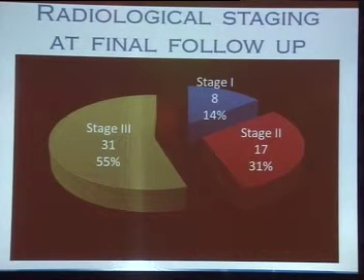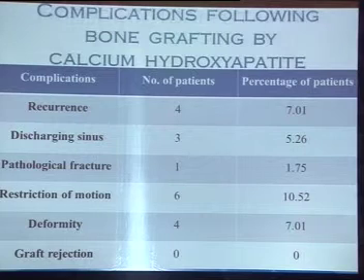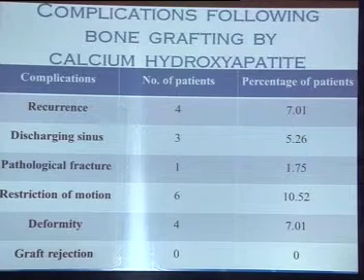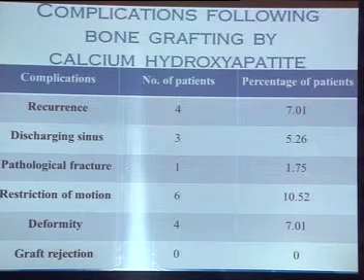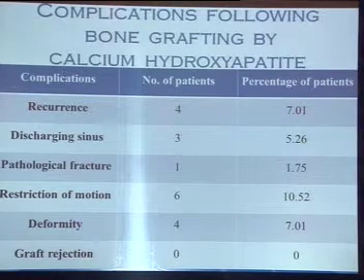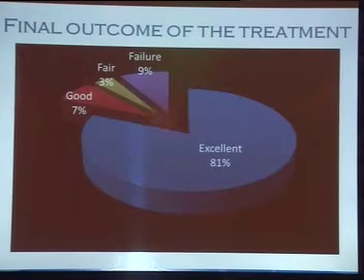At the end of final follow-up, the radiological staging was stage 3 in 55% of cases, stage 2 in 31% of cases, and stage 1 in 14%. The complications seen in our study were recurrence in 4 cases, discharging sinus with infection in 3, pathological fracture in 1 case, restriction of motion of the nearby joint in 6 cases, and deformity in 4 cases. There was no case of graft rejection.